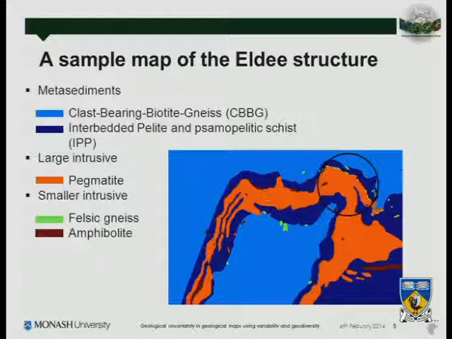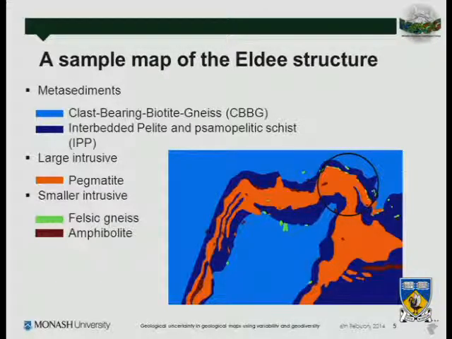So this is an example map of the LD structure. It is just one of the maps, so it's not the right map. And there are the lithologies which the students map. There's the garnet-bearing biotite gneiss, which I'll abbreviate as CBBG, the interbedded psammopelitic schist, which is the IPP, and then there's the pegmatite, which I have as the PEG. The felsic gneiss is FELS, and then the amphibolite is AMPH.